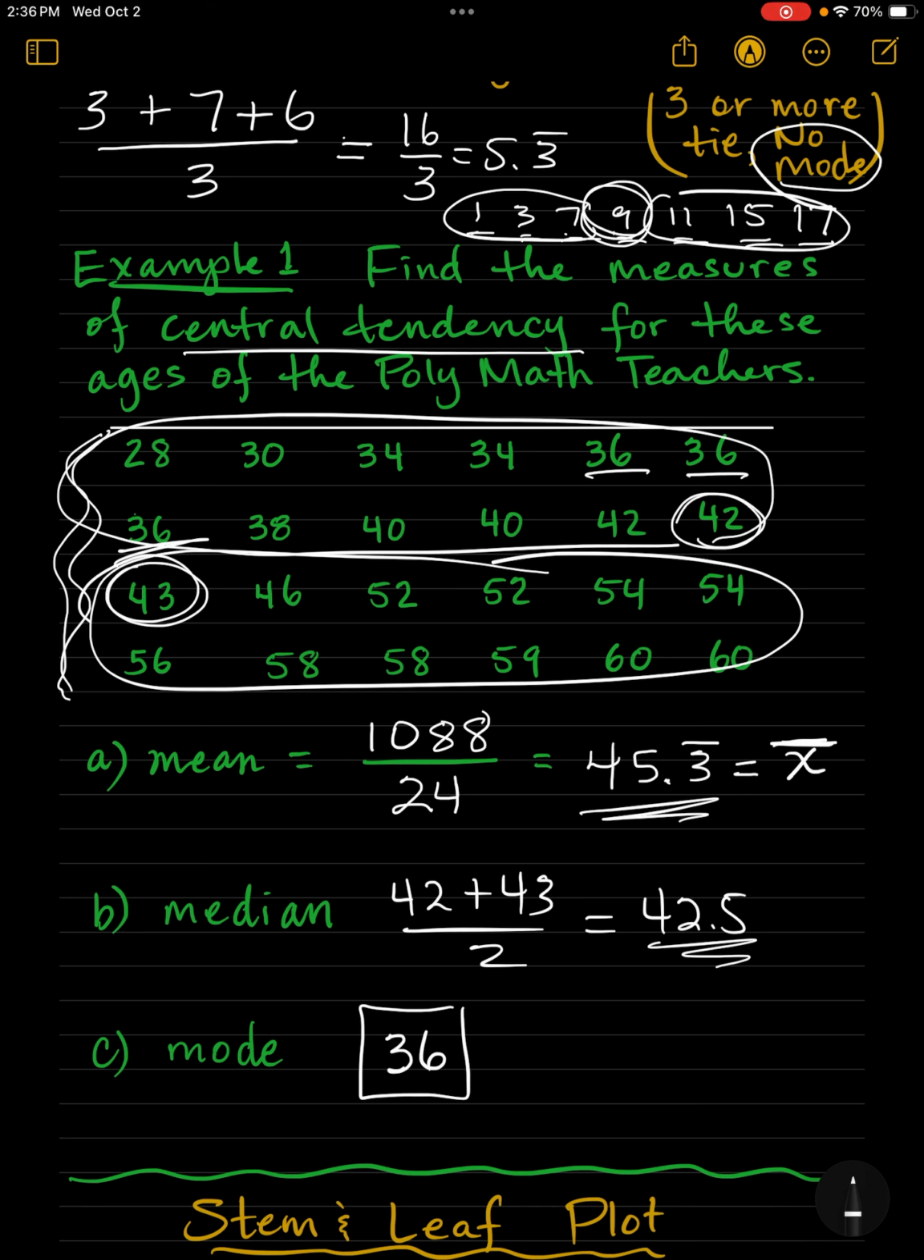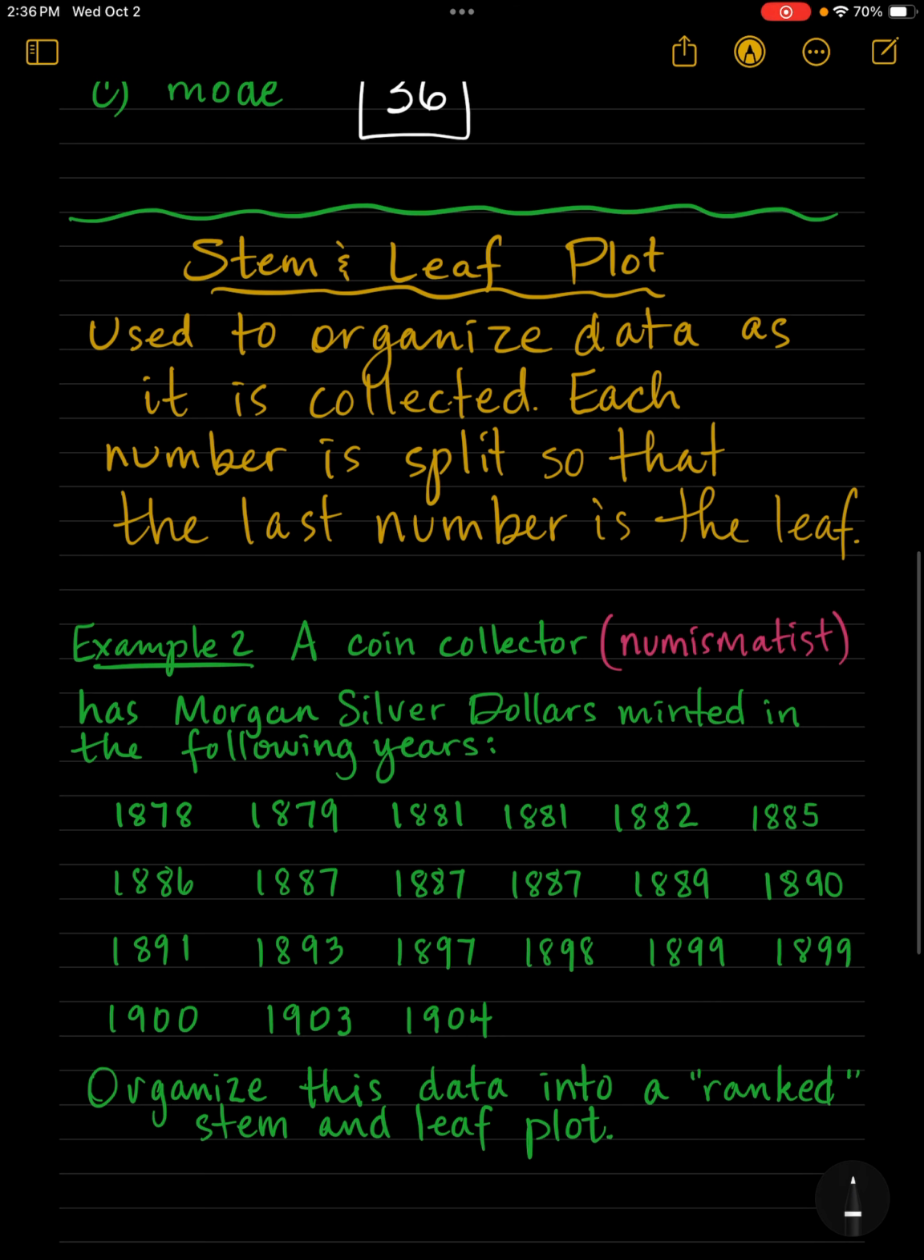Let's talk about how to do a stem and leaf plot. A stem and leaf plot is a useful way to organize data, usually as it's collected. And then you can split the numbers so that the last number is the leaf. For example, you have 857, you would split it here. 85 would be the stem and 7 would be the leaf. And I'll show you how this is useful.